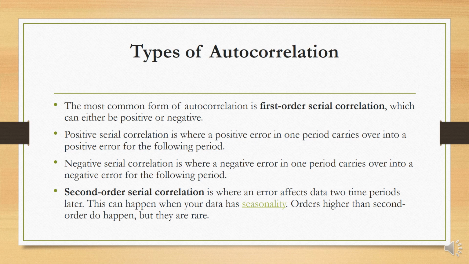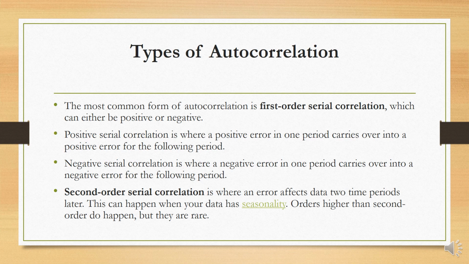Types of autocorrelation. Now we briefly discuss the different types of the autocorrelation or serial correlation. The most common form is first order serial correlation, which can either be positive or negative. Positive serial correlation is where a positive error in one period carries over into a positive error for the following period. Negative serial correlation is where a negative error in one period carries over into a negative error for the following period.